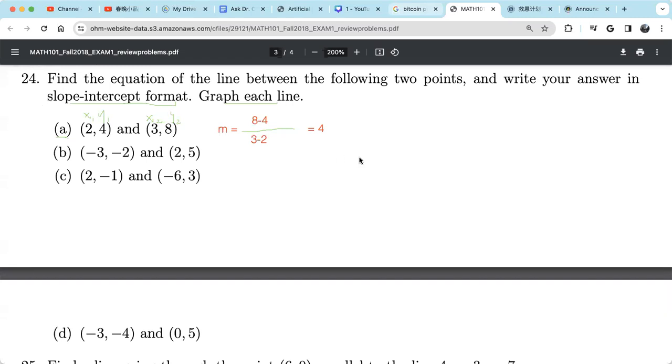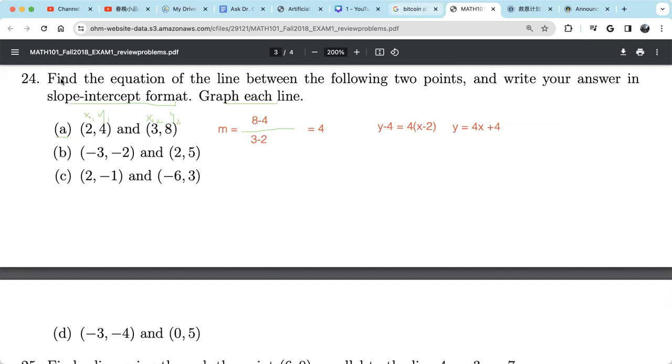Then we use one of the points. Now we have the slope, so we use the point-slope formula. We pick the first point to work with. y minus y1, y minus 4, equals the slope, which is 4, times x minus 2. Then we simplify this. You get y equals 4x. 4 times -2 is -8. -8 plus 4 becomes -4.